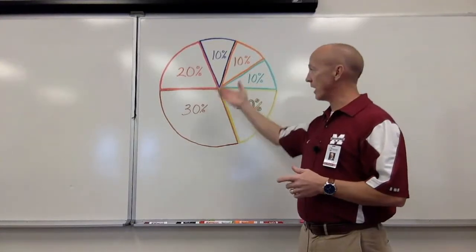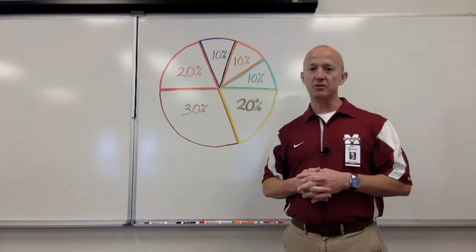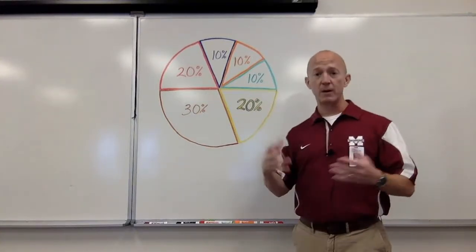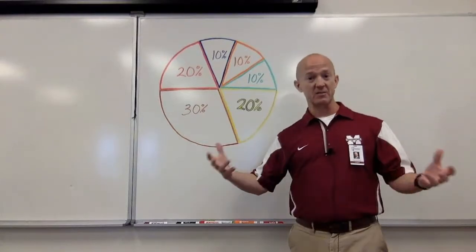So a circle graph tells us percentages. Whenever you see one, that's what you should think of. And of course the whole graph represents 100%. Each part is like a piece of the pie.